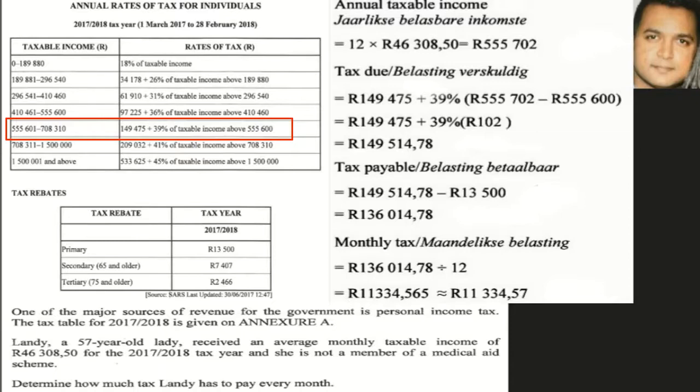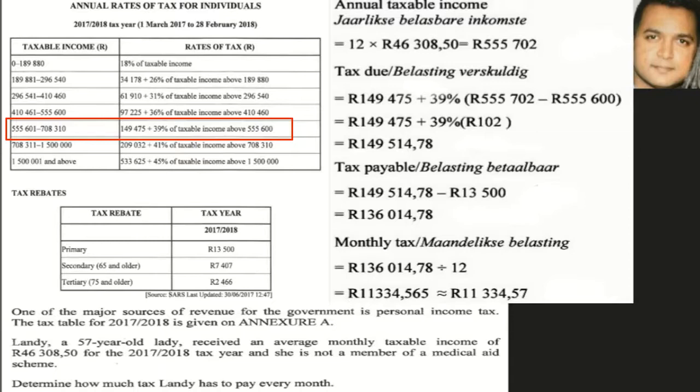Once we've done this, we go to the rebate table now. If you notice in the rebate, the heading there is tax year. That means these amounts are for the year. So we go to our information right at the bottom under the question, and we see it says Landy, a 57-year-old lady. When it comes to tax rebates, we deal with the person's age. If you look at these categories, Landy will fall under the primary only. So we will only take the primary amount of 13,500 and allow that rebate because that's the age she falls under.